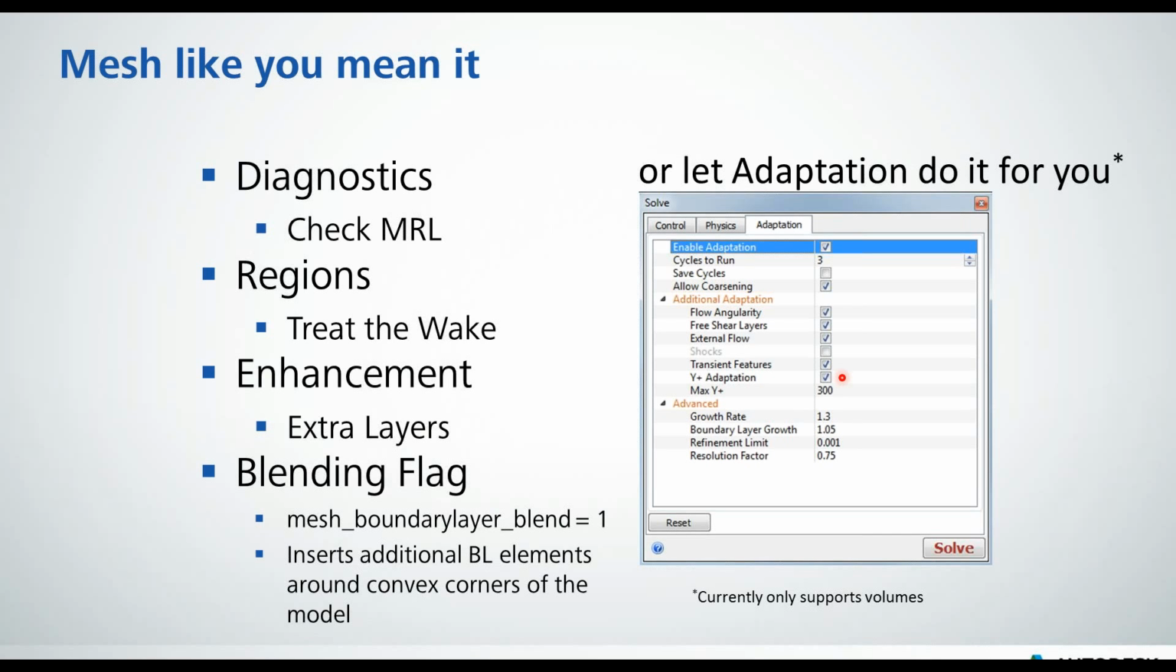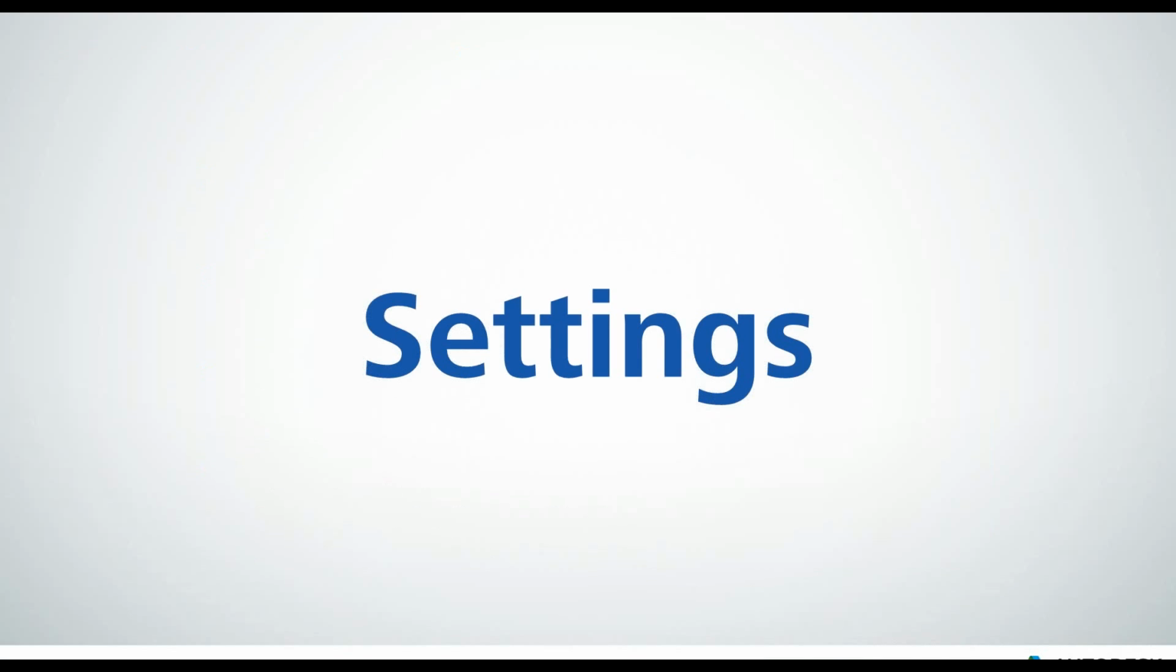I would also recommend Y+ adaptation because external flows are all about the shear of the flow. Okay, the rest of these settings are actually the defaults. Now, unfortunately, it only supports when you're using volume mesh. So when I did the sails as a surface part, I wasn't able to use it. I hope you'll be able to in your analysis. So let's go on to the settings.